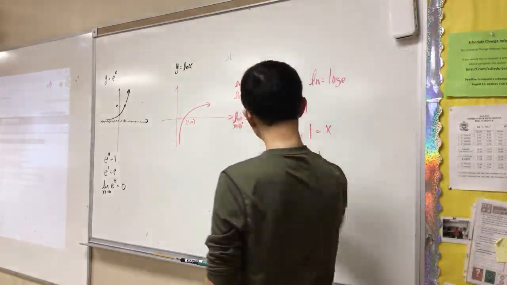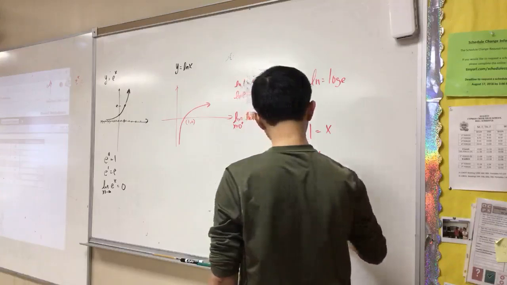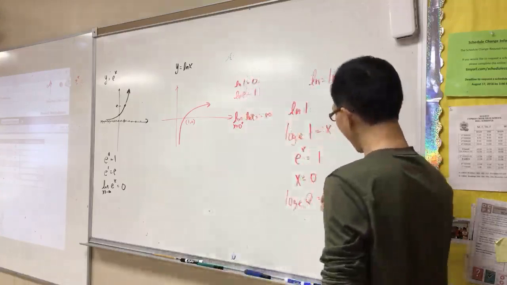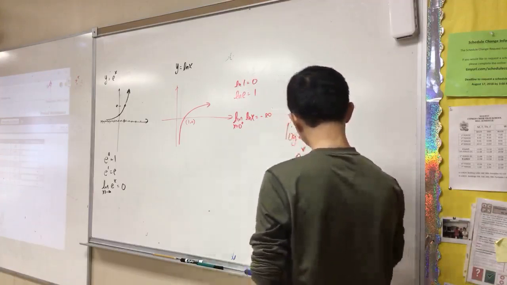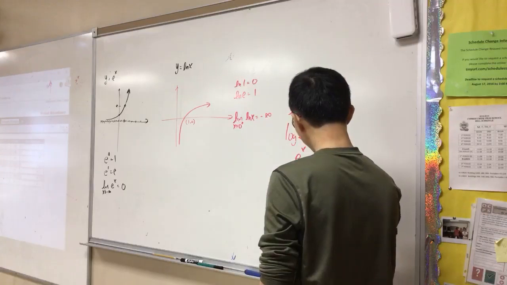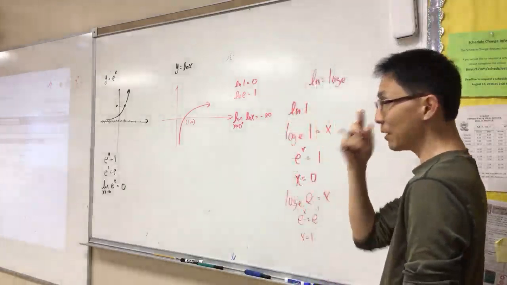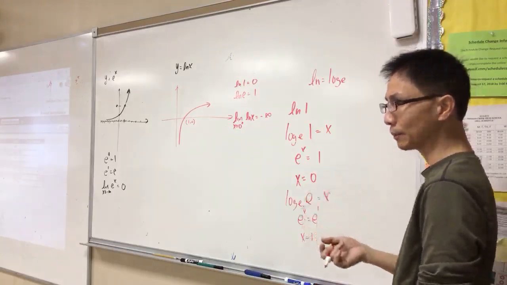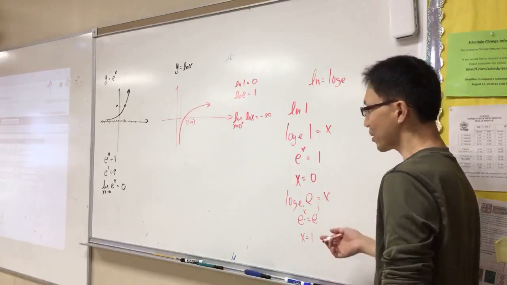Well, what is natural log of e? Well, log base e of e is equal to x. So e to the x is equal to what? e to the 1, so x has to be 1. So therefore, natural log and e to the x are inverse to each other, they're going to cancel each other out.